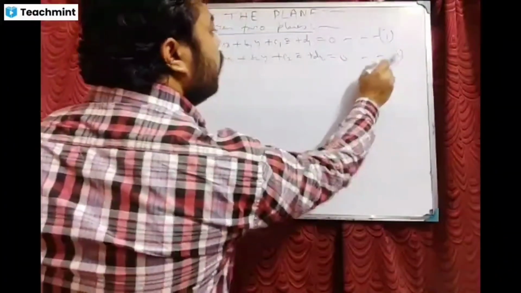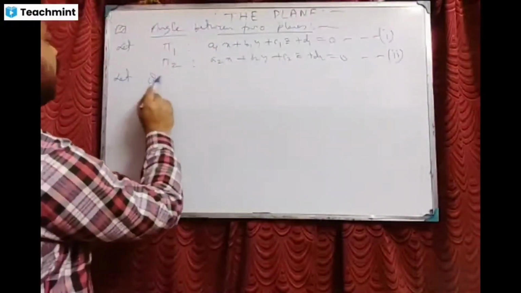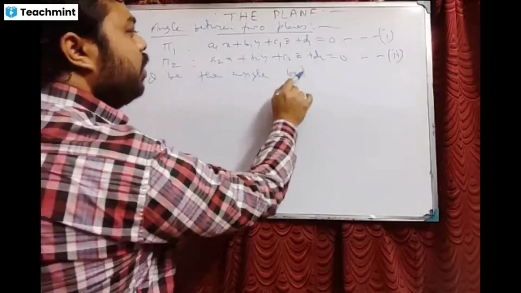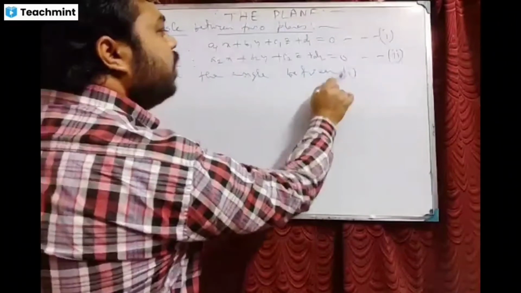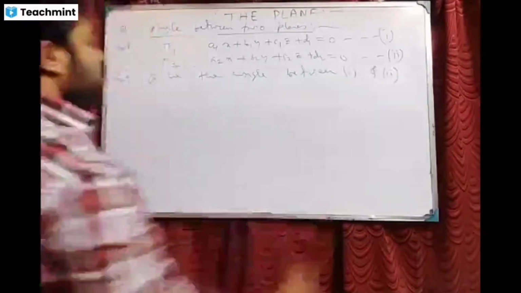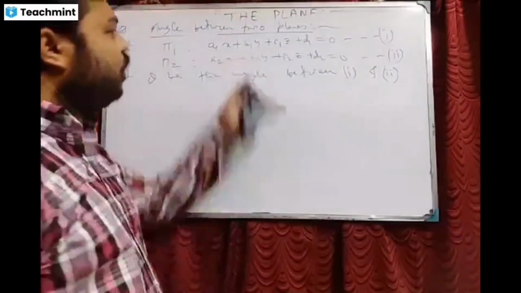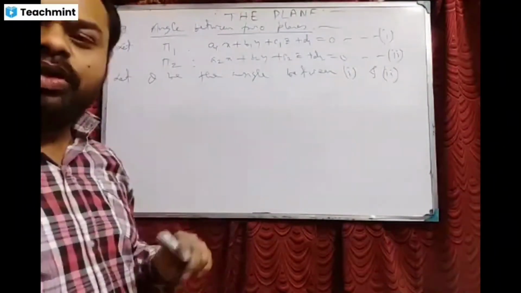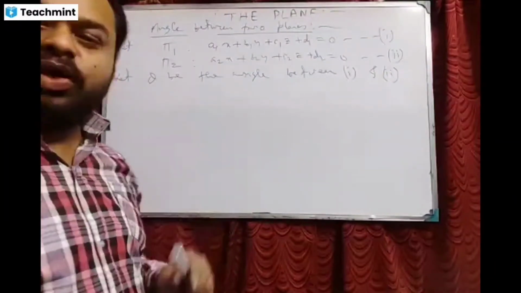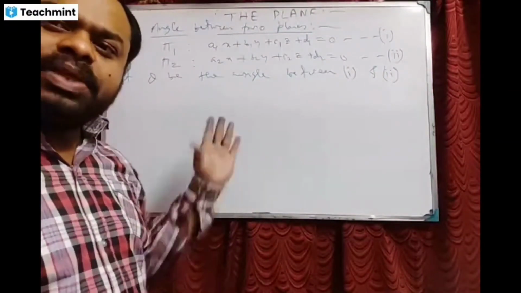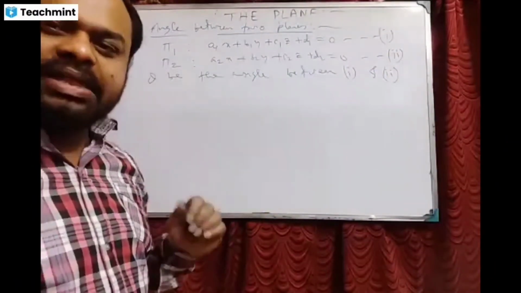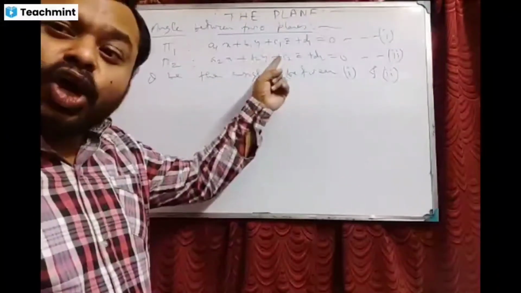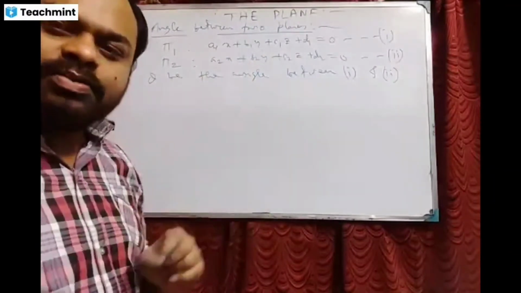Let theta be the angle between pi 1 and pi 2, the two given planes. That is, theta is the angle between two planes. See, if theta be the angle between the planes, then the angle between the normals to the planes is also theta.